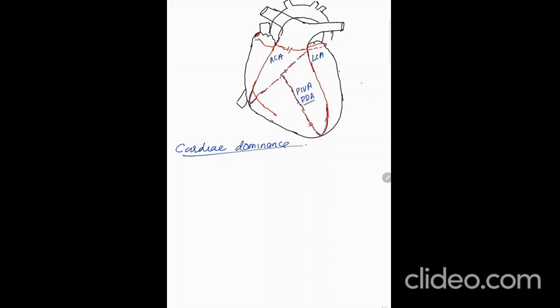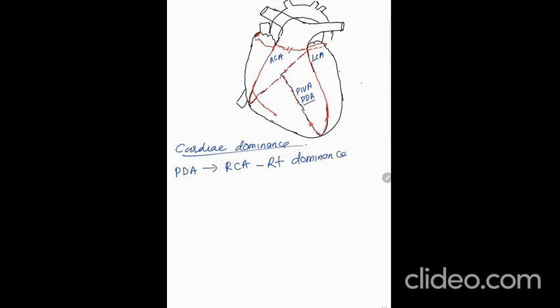So what exactly is cardiac dominance? Now just look at the PDA, posterior descending artery. If the posterior descending artery is a branch of the right coronary artery, see, this is the right coronary artery. This right coronary artery comes here, goes to the posterior surface, and continues as the PDA, posterior descending artery. Here the posterior descending artery is a branch of the right coronary artery. In that case, this heart is said to be right dominant. That is known as right dominance, right coronary dominance or right cardiac dominance.